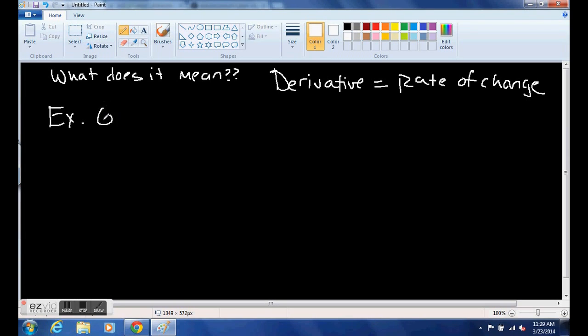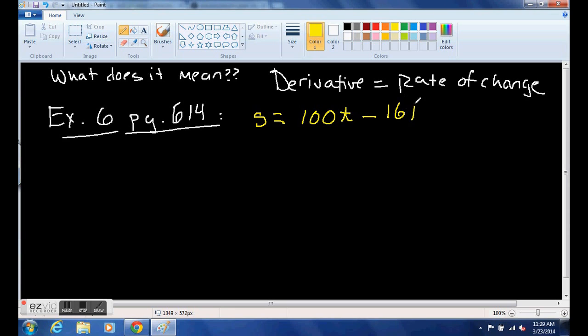This is example 6. It's on page 614. This is a physics example, and I think it's the easiest to understand because it's something you can physically experience for yourself. So they give you this function, s is equal to 100t minus 16t squared plus 200. So s is equal to your position, a distance in feet, the distance of some object, or you can think of it as yourself if you're moving, and t is equal to the time.